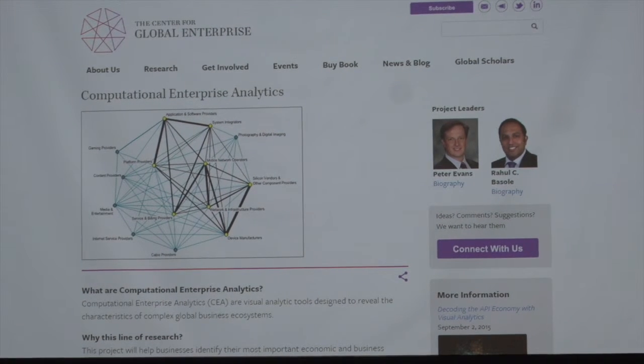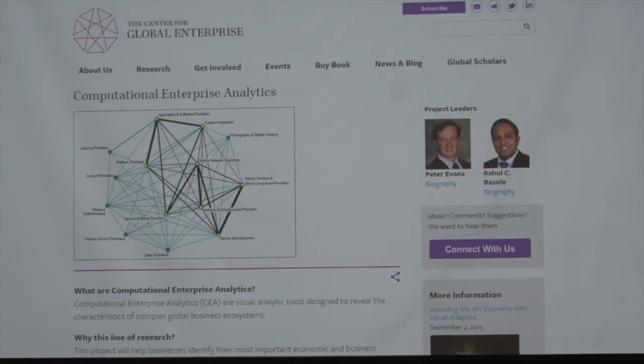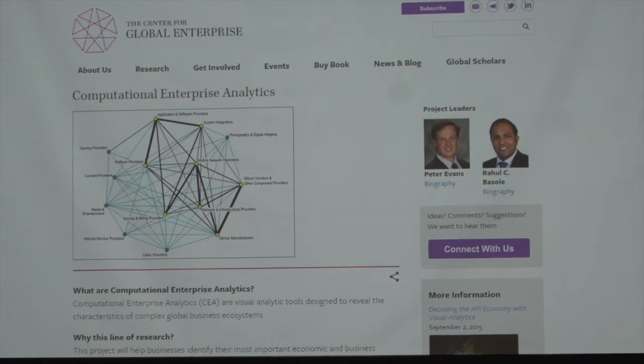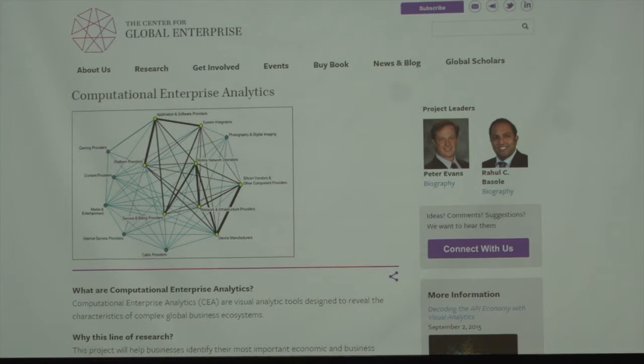One of the 4 threads that was supported by the center is on computational enterprise analytics. One of the things that Michael mentioned is, wouldn't it be great to have computational organizational science? Well, in fact, we are pursuing this in some ways. And the lab that I run at Georgia Tech is called the Computational Enterprise Science Lab.